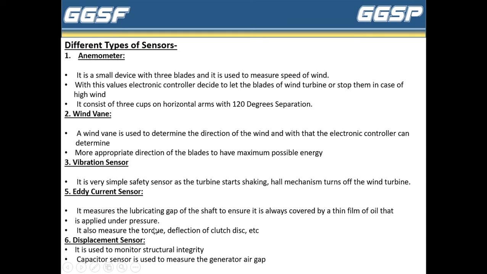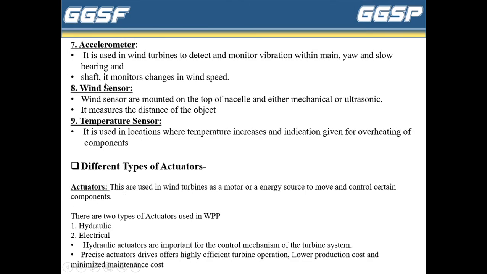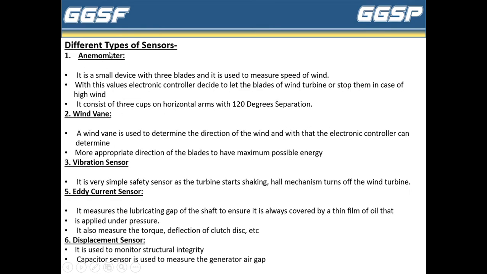Let me discuss the different types of sensors used in the wind power plant. There are different sensors like anemometer, wind vane, vibration sensor, eddy current sensor, displacement sensor, accelerometer, wind sensor, and temperature sensor. We will learn about their functions. First, we discuss the anemometer.